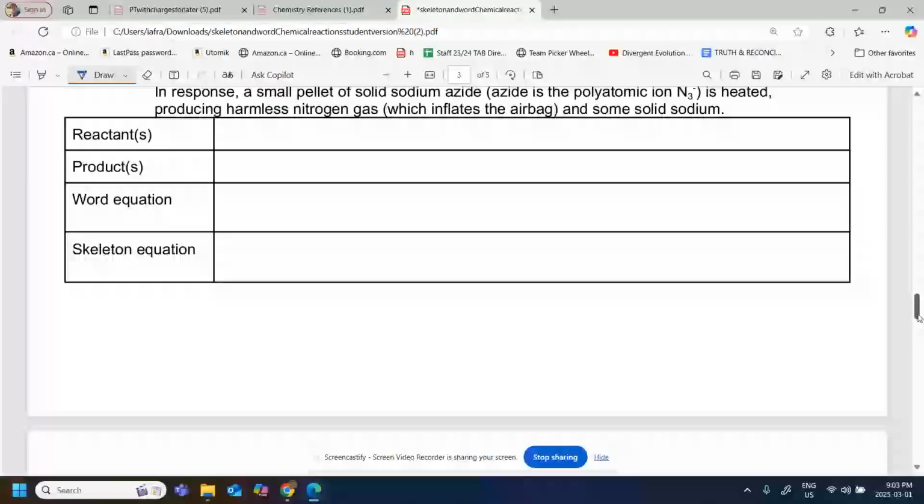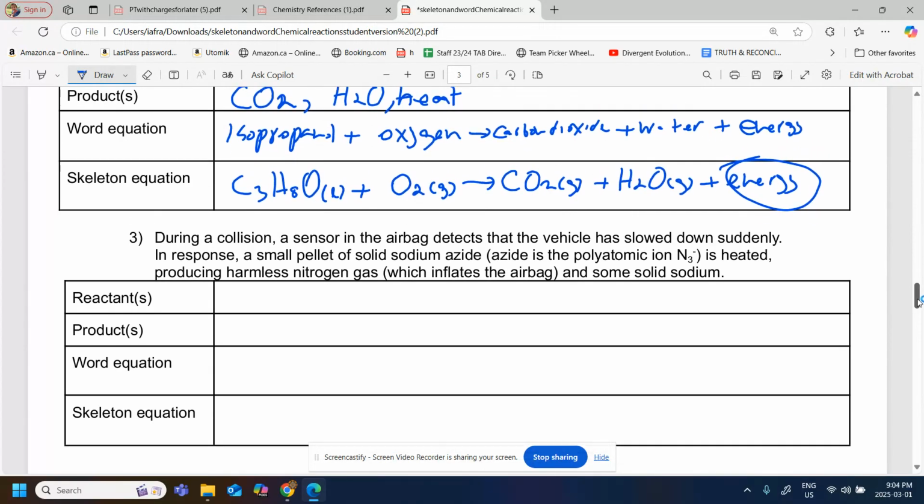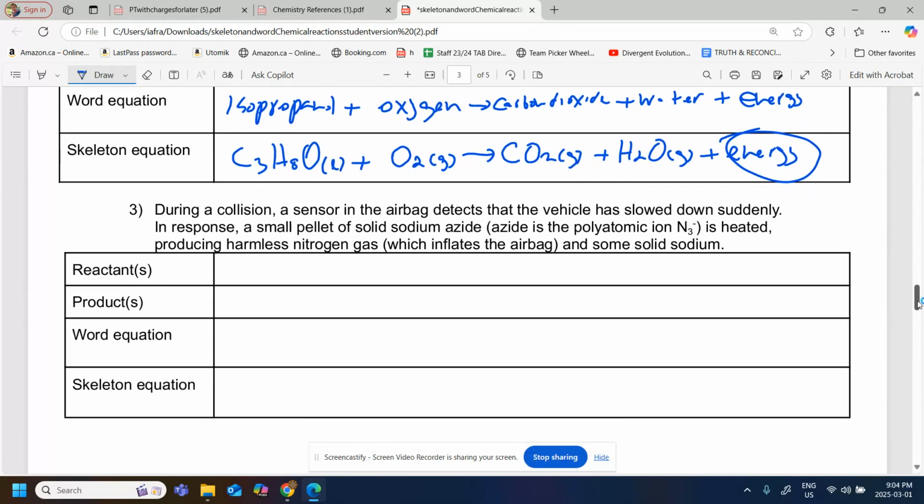Okay, so we're going to try our third problem here. Try it yourself first, then pause the video, try it yourself first, and unpause and check your work. So now you're checking your work. During a collision, a sensor in the airbag detects that the vehicle has slowed down suddenly. In response, a small pellet of solid sodium azide is heated, producing nitrogen gas and some sodium.